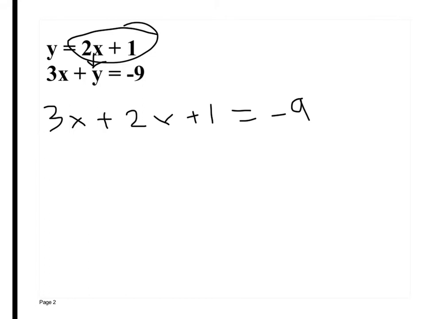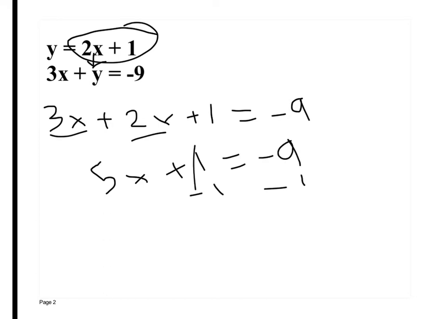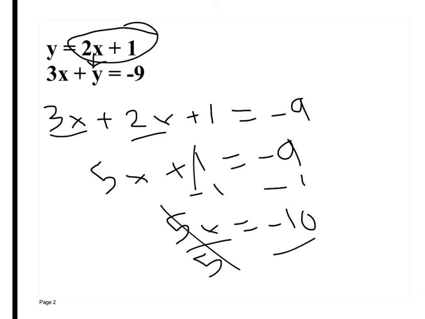To solve for x, what we're doing is we've eliminated y, we can solve for x, and then we can figure out what y is. And we can figure out where these two cross. So 3x plus 2x are like terms, so that becomes 5x. Subtract 1. 5x equals negative 10, so I divide by 5. My x is negative 2.